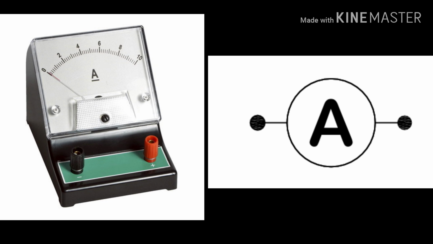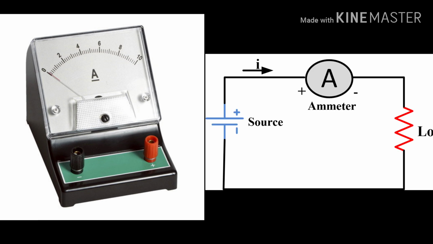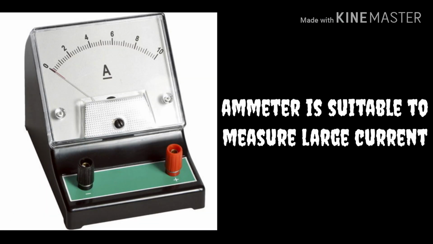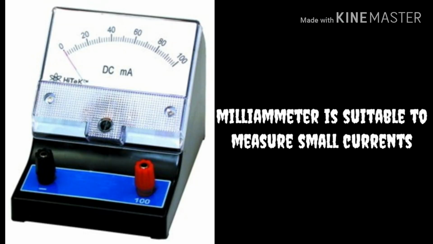When you observe the ammeter, you can find two terminals. They are positive and negative terminals. Usually the positive terminal is red in color and the negative terminal is black in color. When an ammeter is used in a circuit, the terminals should be connected correctly. Ammeter is suitable to measure large current, while milliammeter is suitable to measure small current.